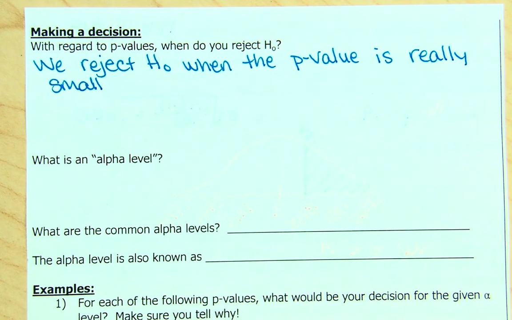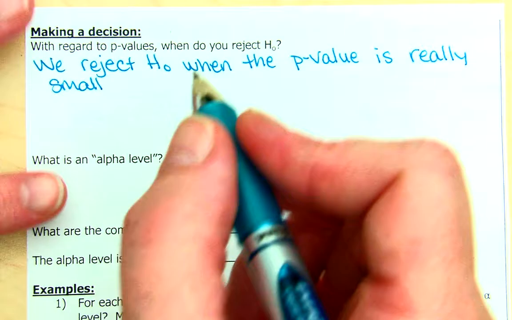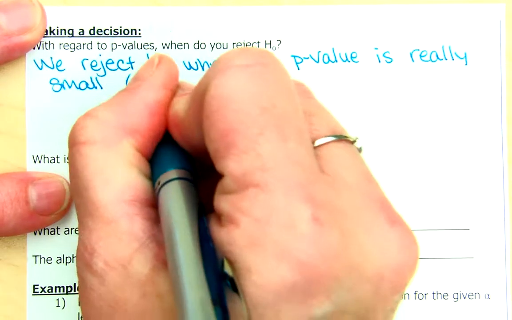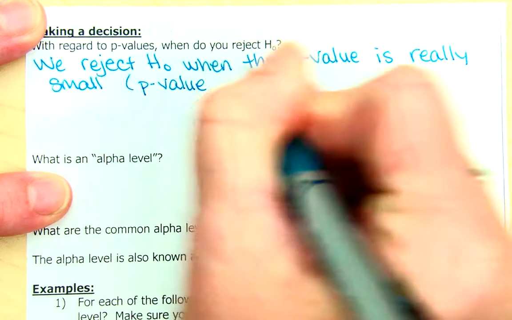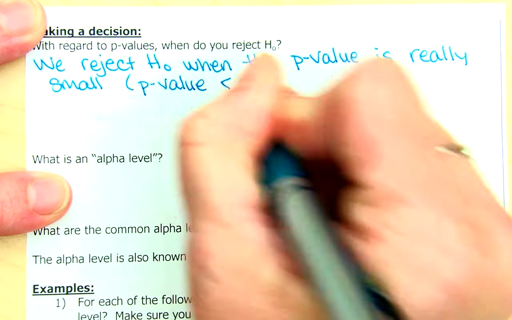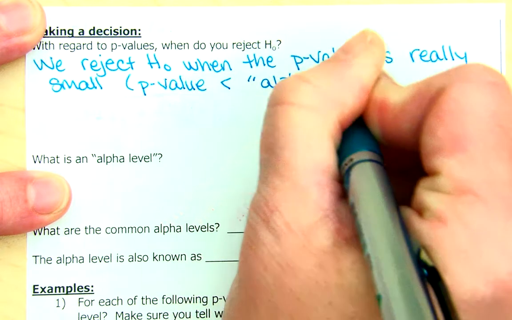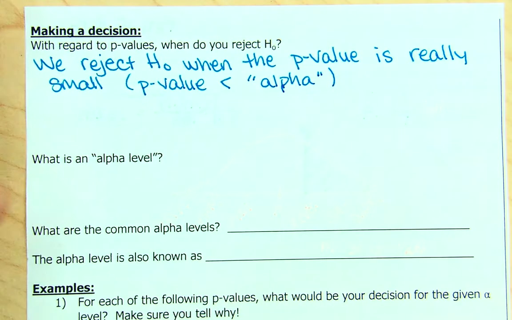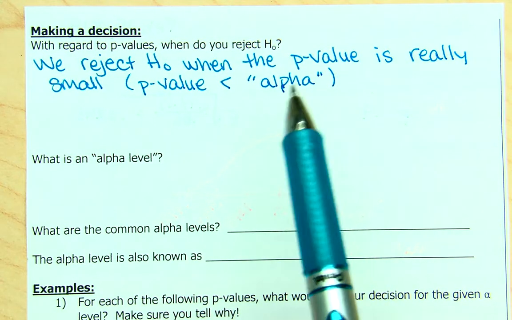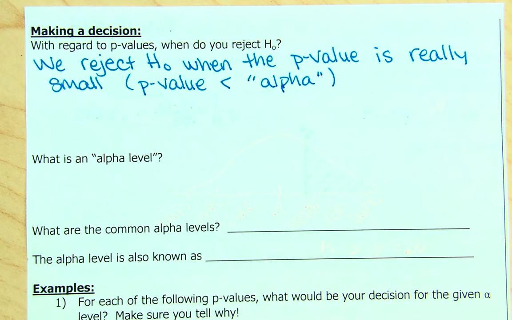So what question does that make you want to ask? How small is small? There you go. How small is too small? How do I know? What we're going to do is compare our p-value to be less than what we're going to call alpha. Normally I won't write it out like that. I'll use the Greek letter alpha, but just so you know that's what we're doing, we'll write it out this time.